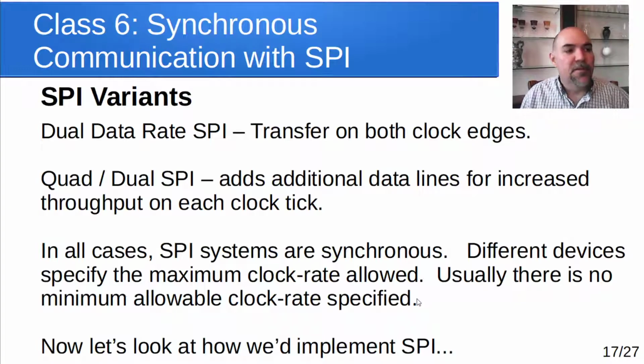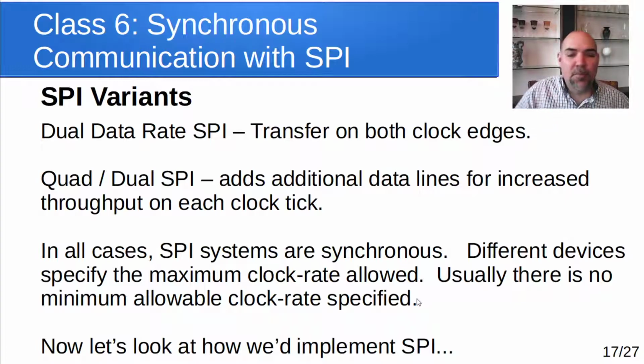Okay, there are some other variants of SPI that are probably worth mentioning. For example, there is what's called dual data rate SPI, where it transfers on both the rising edge and the falling edge. Those will be labeled dual data rate SPI or DDR SPI. There's also what's called quad and dual SPI. Quad and dual SPI just add additional data lines.